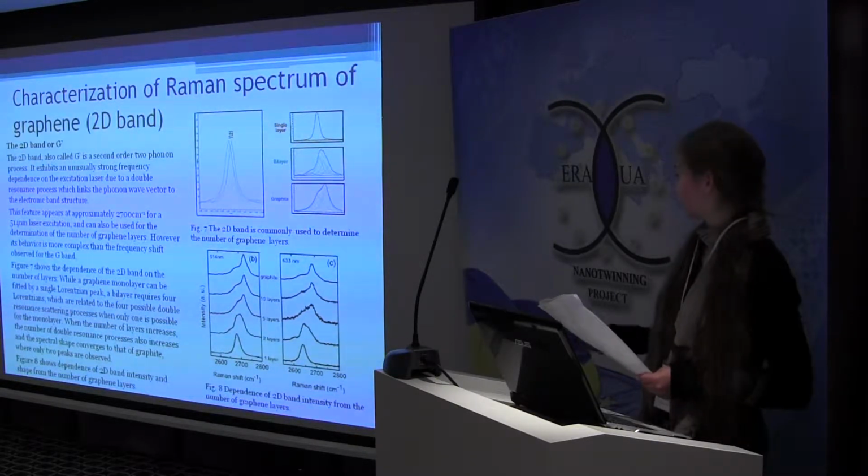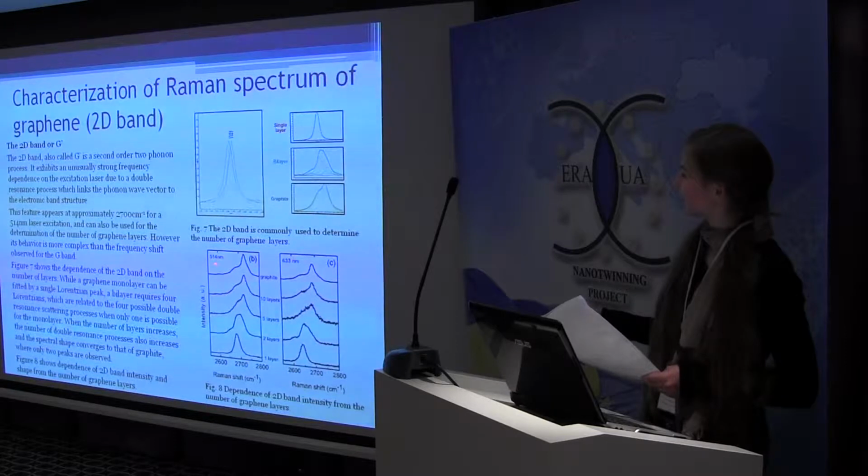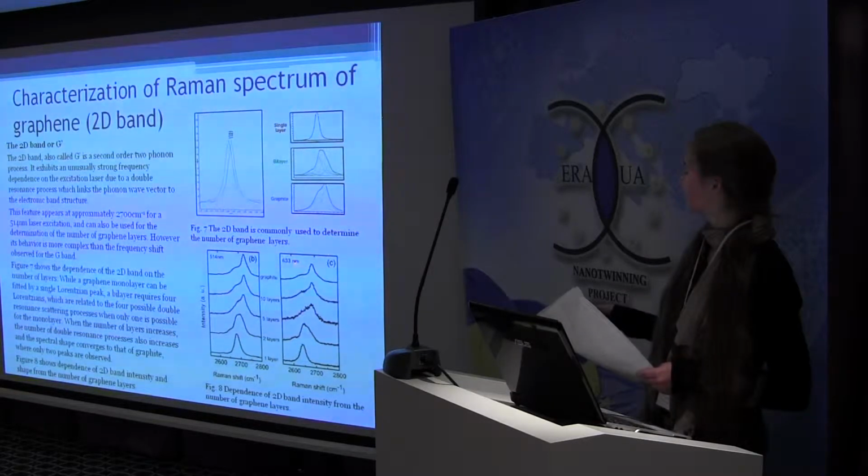Also, figure 8 shows the dependence of 2D band intensity on the number of graphene layers, with laser excitation of 514 nanometers and 633 nanometers.